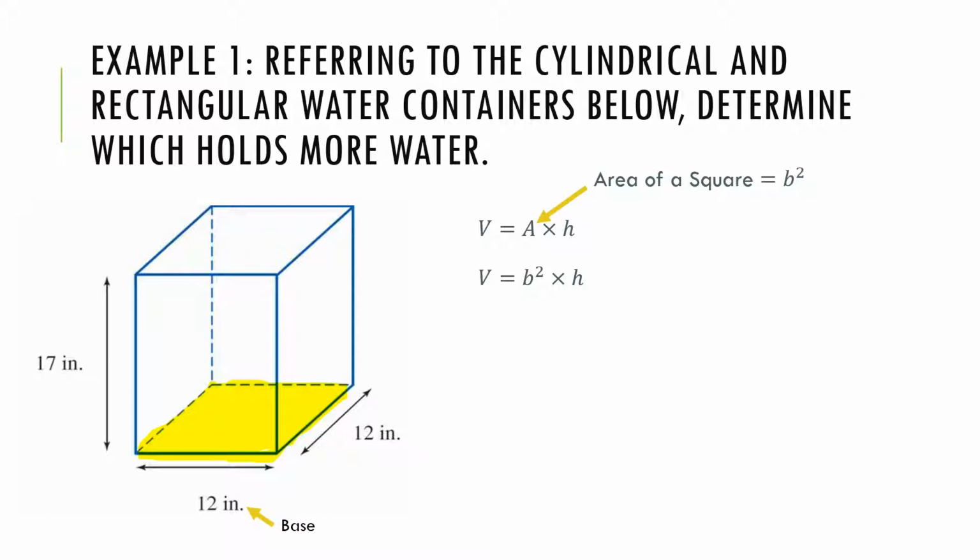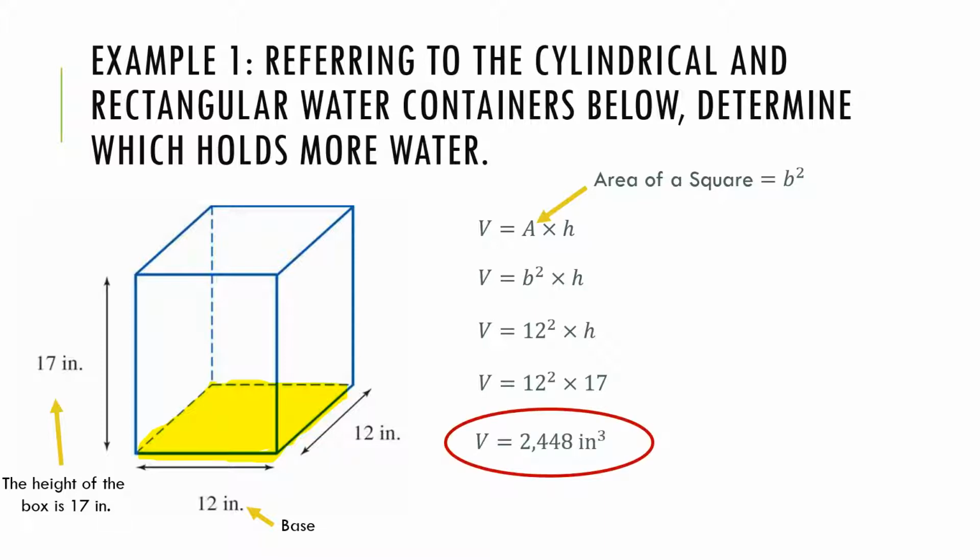Our base here is 12 inches. So we have volume equals 12 squared times the height. The height of this rectangular box is 17 inches. So let's plug in 17 for the height. So we have volume equals 12 squared times 17. If you multiply that out, the volume of the rectangular box or container is 2,448 inches cubed. Remember, I told you that volume is always in units cubed.